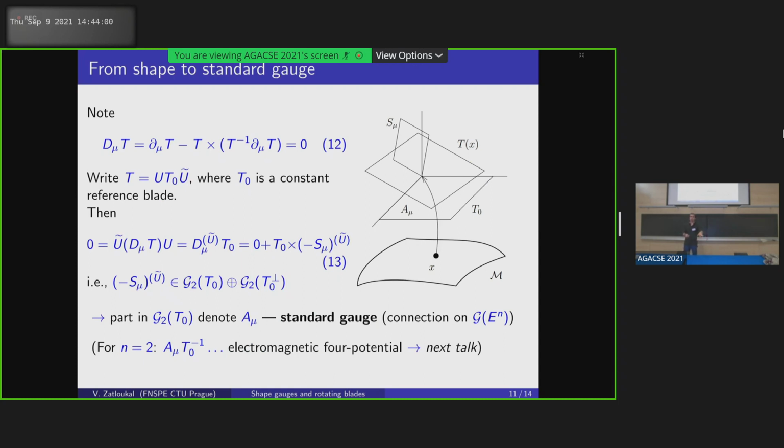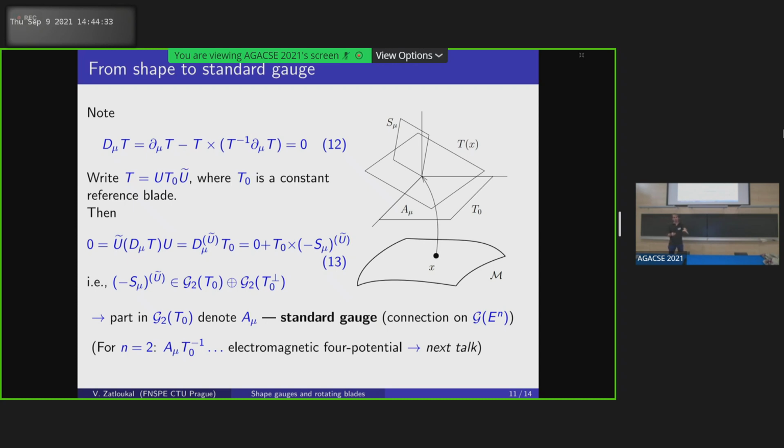Those are bivectors that are either parallel to T0 or completely transverse to T0. And let's focus on the parallel part. So it defines some connection within this constant subspace, and let me call this the standard connection. So this would be the A mu standard connection, for instance, the electromagnetic connection, right?